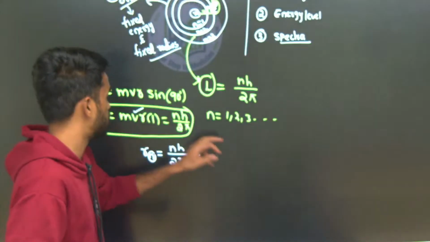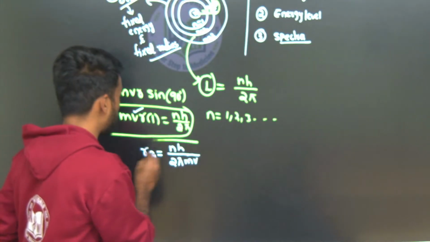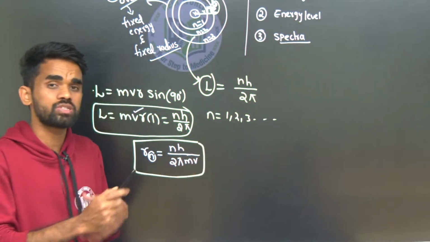Yeah, so now look at this. Rn, the radius of the nth orbit, is equal to nh by 2 pi mv. Here mass m represents the mass of the electron, v is the velocity of the electron, and r is the radius of the orbit. Now by simplifying this, we are going to get some mathematical outcomes. Now how can we simplify? What methods do we use to simplify this?